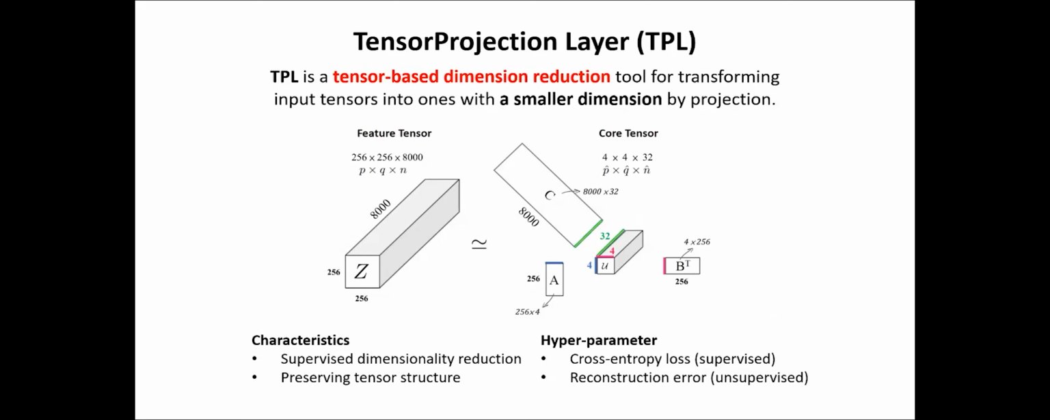Okay, so the layer we use here is called a tensor projection layer. I'm not going into the detail, but all you need to know is that the tensor projection layer is a tensor-based dimension reduction, trying to transform the input tensors into ones with a smaller dimension by projection. The characteristics of such a layer include that it is a supervised dimensionality reduction and it preserves the tensor structure of the original data. And there are hyperparameters we can adjust, including whether we use the cross entropy loss or the reconstruction error.